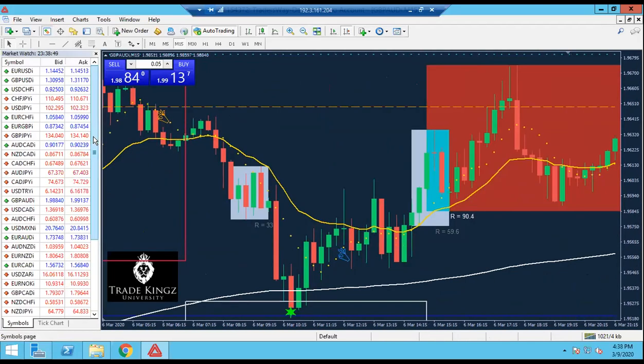What pair y'all want to look at? Can you try any pair, even indices? I haven't tried it with indices yet. I mean, you can try it, but right now I want you guys to try EU, GU, GA been looking pretty good. UCHF, Euro Chef is fine. USD CAD. That's pretty much it.